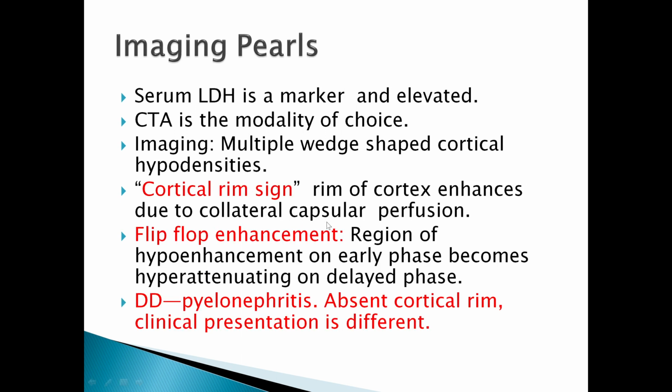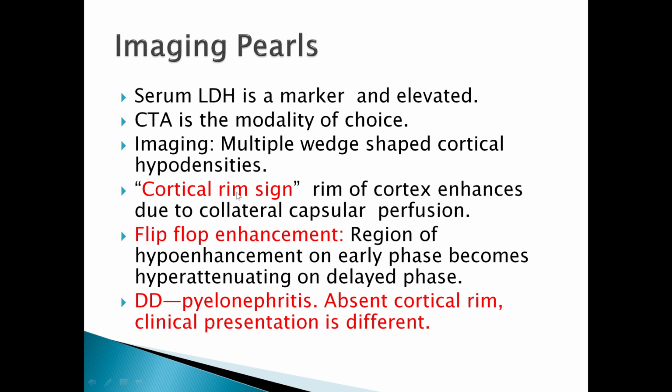What are the imaging findings which we see commonly? First, you need to remember that serum LDH is normally elevated in such cases because of the presence of cell necrosis in that area. And the modality of choice is CT angiography. So on imaging, particularly on the CT, we will see multiple wedge-shaped cortical hypodensities.